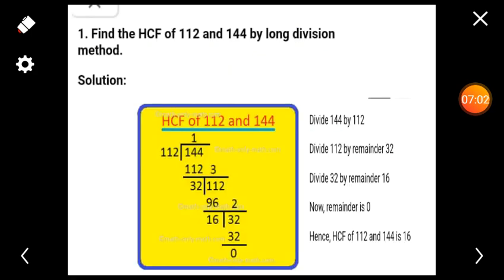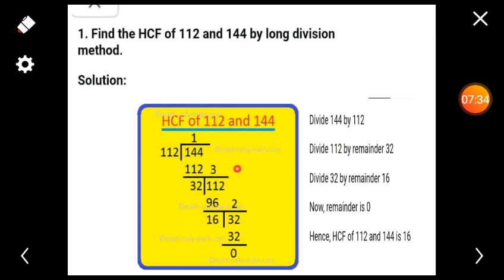Okay, students. Then one more example. Find the HCF of 112 and 144 by the long division method. Using this method, we can find the HCF like this. Here the larger number is 144. First divide 144 by 112. Then we get 1 as quotient and remainder as 32. Then write this number 112 here and divide 112 by the remainder 32.